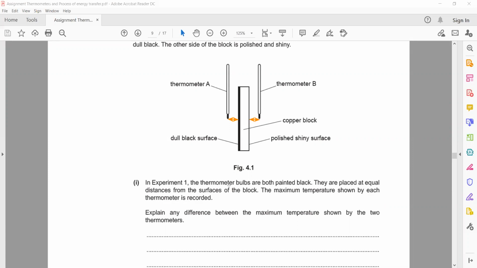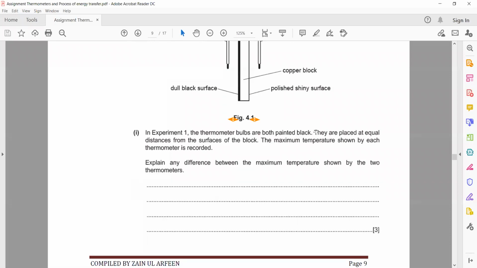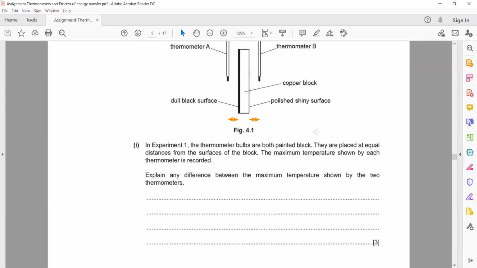Yes, thermometer A shows a higher temperature than thermometer B. And what is the reason for that? A's temperature will be higher than B's. That's 1 mark. But because it's 3 marks, you have to explain. Black is a good, in this case, emitter. You should use the term emitter, because the thermometers are recording radiation from a hot object.